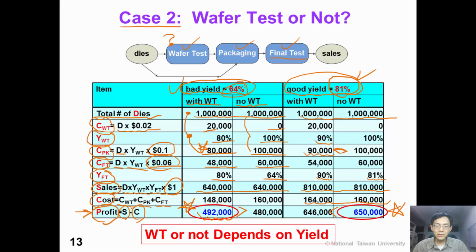From this calculation, we can know that whether we need wafer test or not, it's really product dependent. It depends on our yield. If we have pretty good yield, maybe we can skip the wafer test.